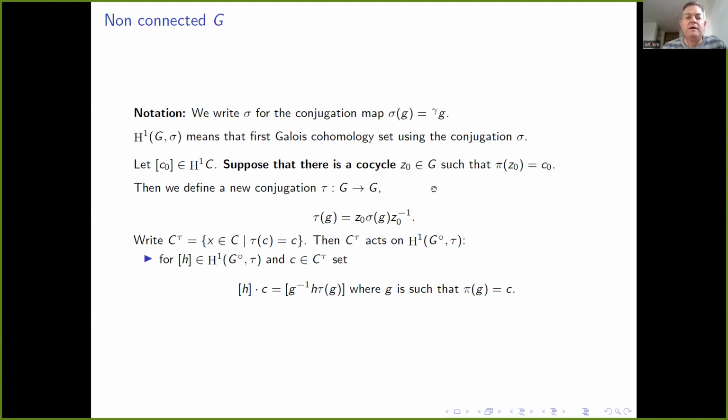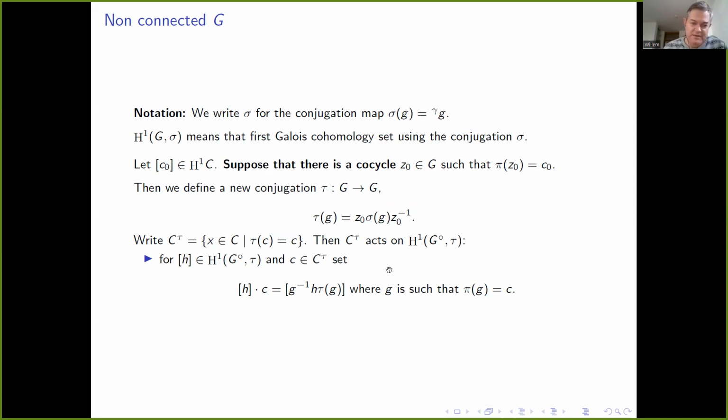So we take the old conjugation and we twist it by Z0. Then we consider this new conjugation tau, and we write C tau for all elements in C which are fixed by this tau. Of course, tau can also be seen as a conjugation on C, just the induced conjugation, which is twisting by C0 essentially. So the fixed points C tau act on the H1 of G0, the connected component of the identity with respect to tau. So I take the first Galois cohomology of the identity component with respect to the new conjugation, and C tau acts on that.